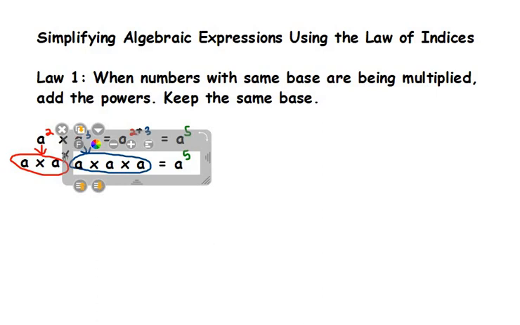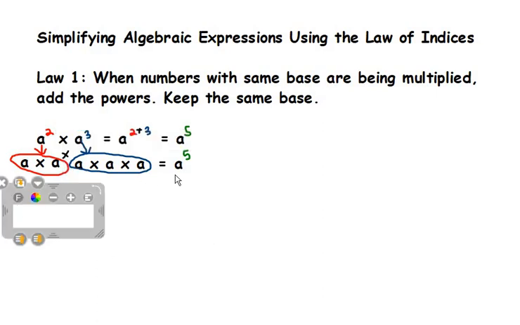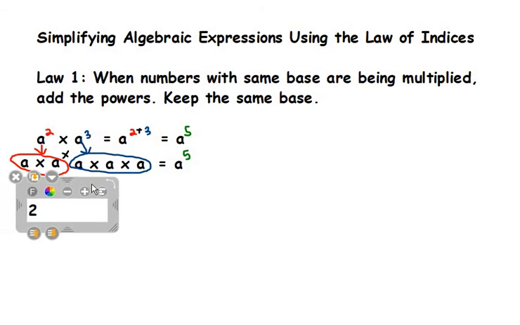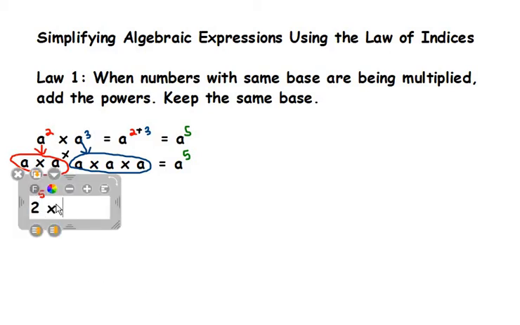Now, when you're talking about numbers and using the law of indices, the law of indices can work for both numbers and variables. So say for example I'm given 2 to the 5th power times 2 to the 4th power.